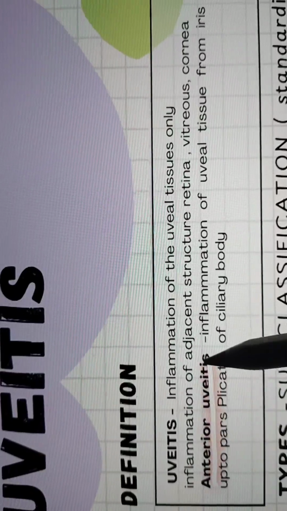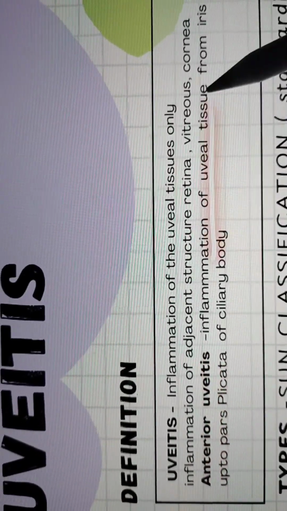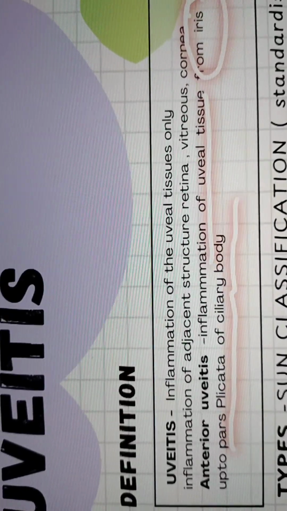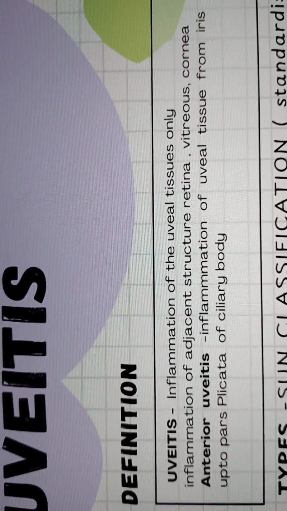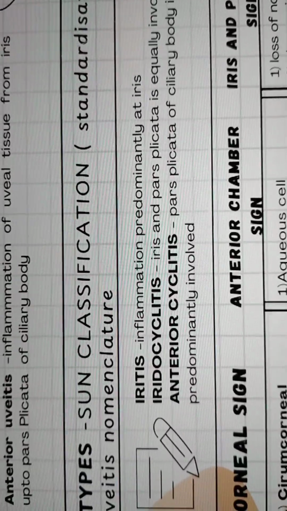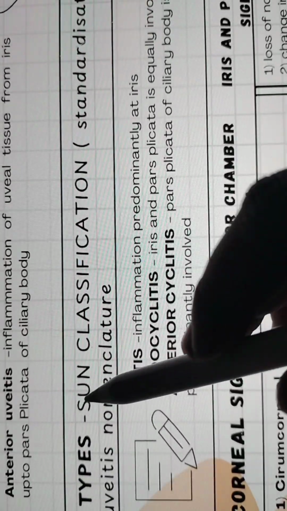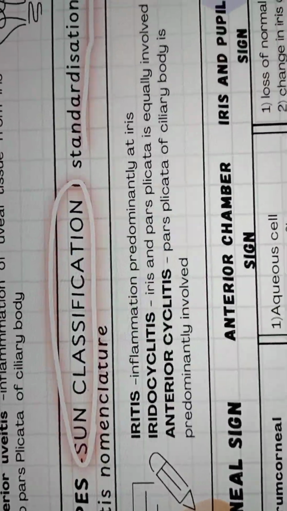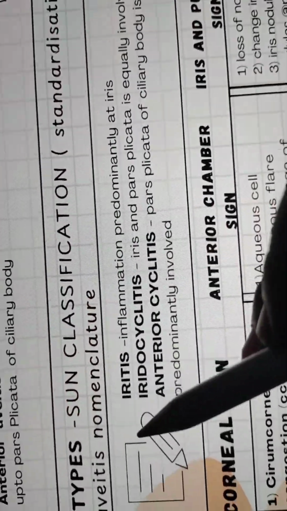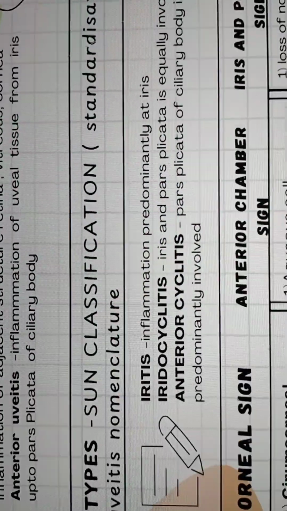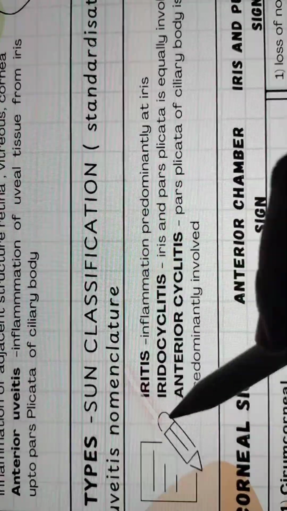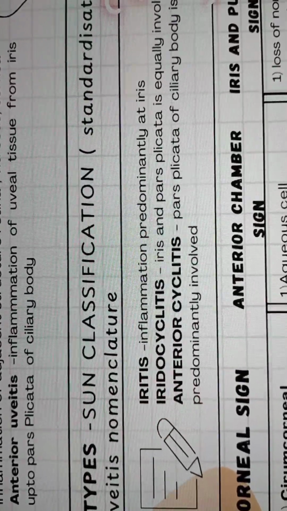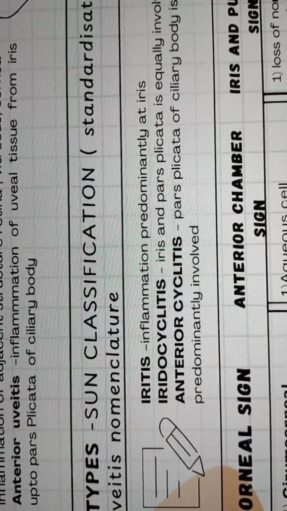Next, we are going to see about anterior uveitis. It is an inflammation of the uveal tissues from your iris up to the pars plicata of the ciliary body. Now, we will be seeing the types of anterior uveitis. It is classified by SUN classification, that is your Standardization of Uveitis Nomenclature. Iritis, iridocyclitis, and anterior cyclitis are the three types of anterior uveitis.